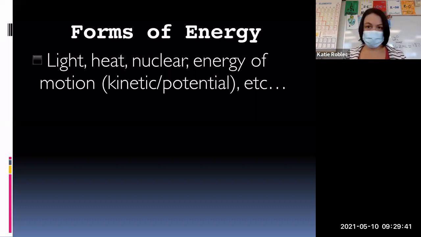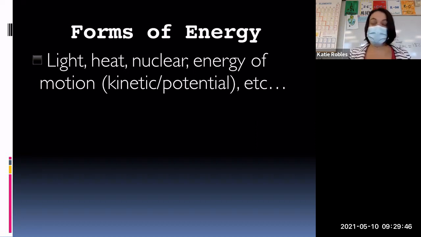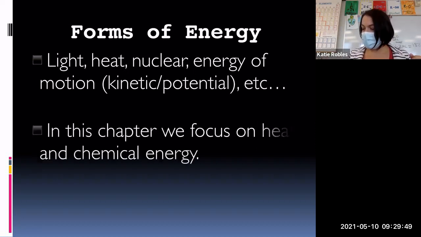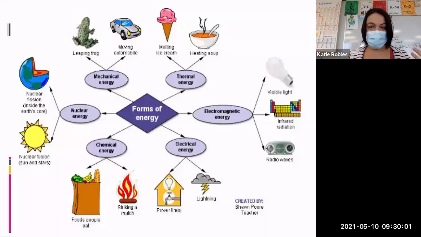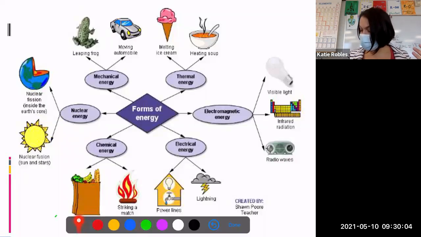So there's lots of forms of energy, right? There's light energy, heat energy, nuclear energy, there's kinetic energy or the energy of motion. In this chapter, we're going to focus mainly on heat and chemical energy, but I don't want to forget about the other ones. So I want to run through a quick example that shows you all of these different types of energy. So take a look here. We've got mechanical, thermal, electromagnetic energy, electrical energy, chemical energy, and nuclear energy. And then there are some examples here of all of those.